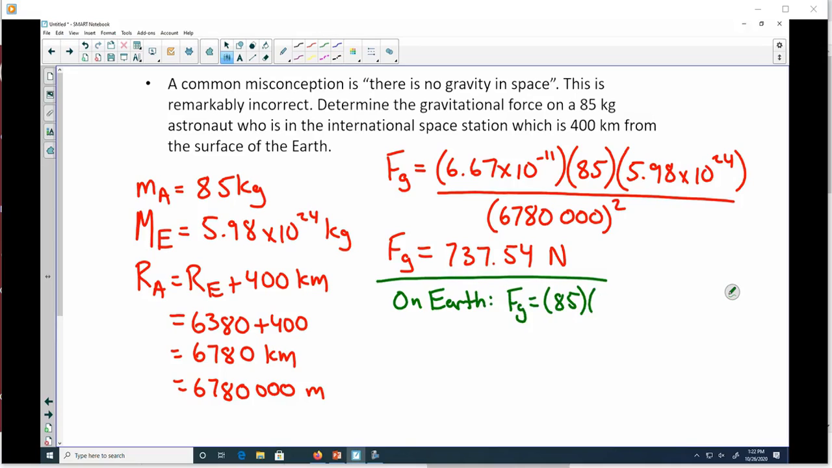On the surface of the Earth, weight would be 833 newtons. So he has less weight, but he's not weightless, and gravity is definitely there.